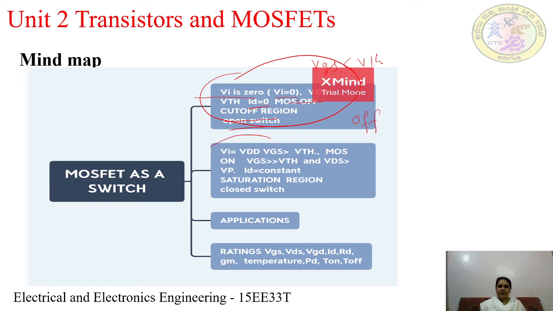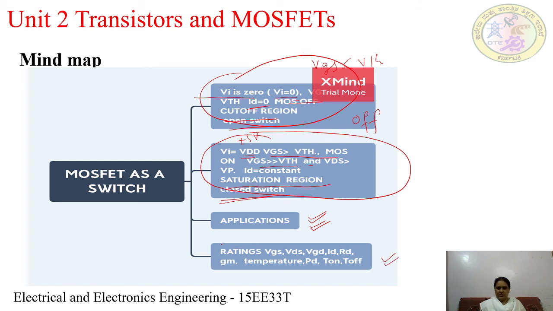The second one: if I make my Vi directly VDD, that is plus 5 volts, then the value of VGS is much greater than the VTH. The MOSFET is directly driven to the saturation region, and in this case it will behave like a closed switch. Then we discussed the different applications of the MOSFETs one by one, and we have studied the different ratings also of the MOSFET.